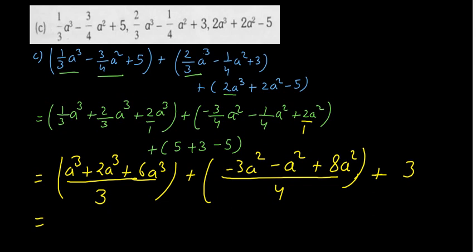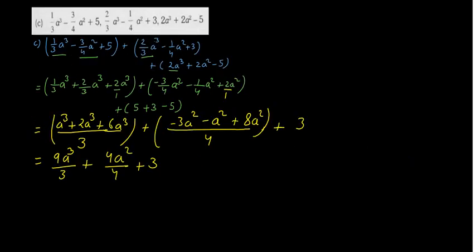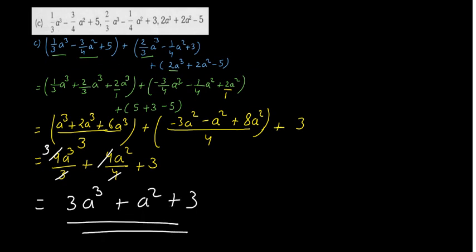Now we'll simplify the numerators, so this is a cube plus 2a cube plus 6a cube, 9a cube upon 3, plus minus 3a square minus a square, this will be minus 4a square, plus 8a square will be 4a square upon 4, and plus 3. So we'll write down the next answer. We can easily see that we can simplify numerator and denominator. 4 is simplified by 4, and 3 into 3 is 9. So the final answer will be 3a cube plus a square plus 3. So this is our final answer.